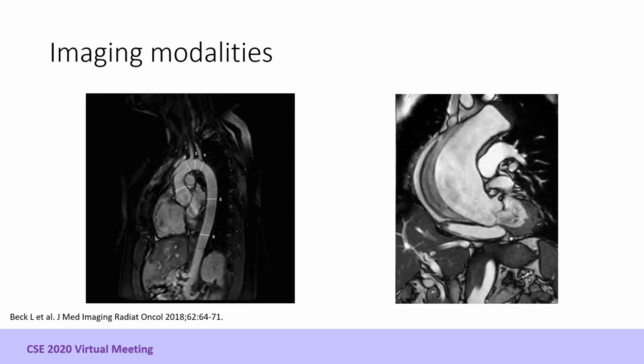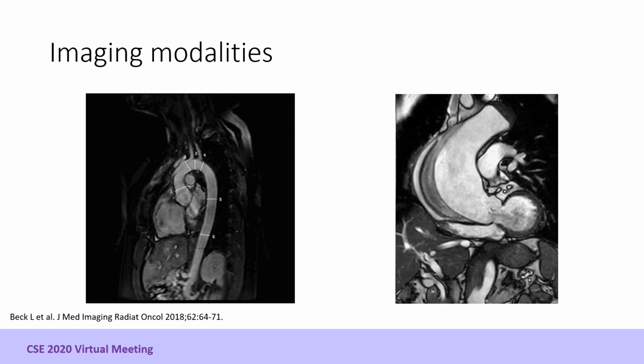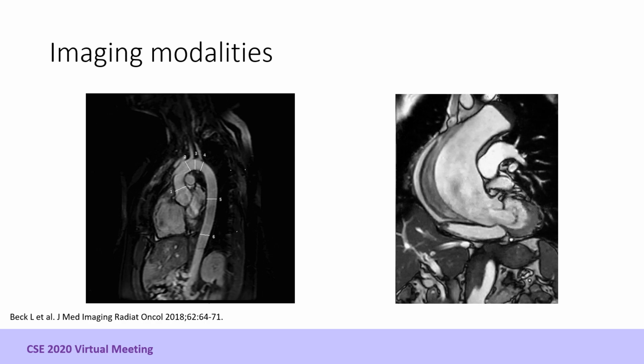MRI provides good imaging of the aorta and surrounding structures as well as functional data, with the added advantage of no radiation. However, its limited availability, lack of portability, and longer scan times than CT generally restrict its use more to chronic surveillance in certain populations.